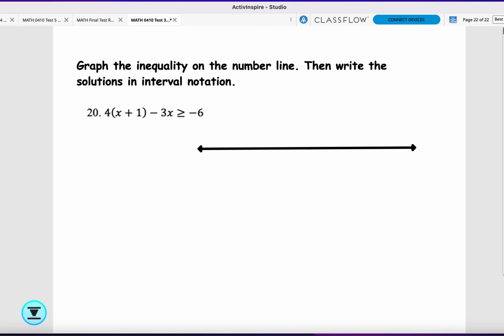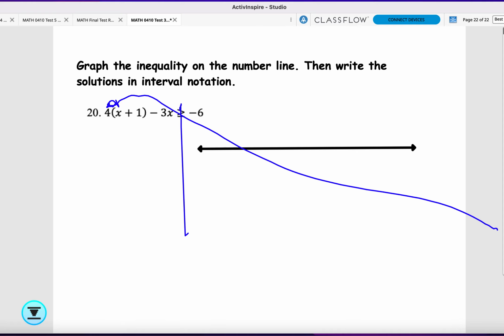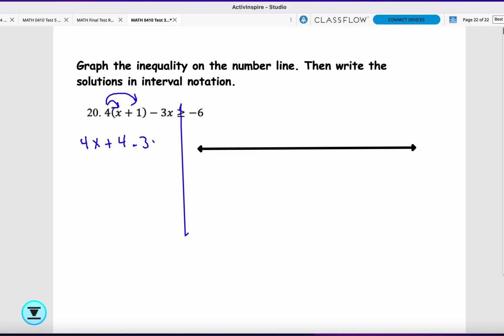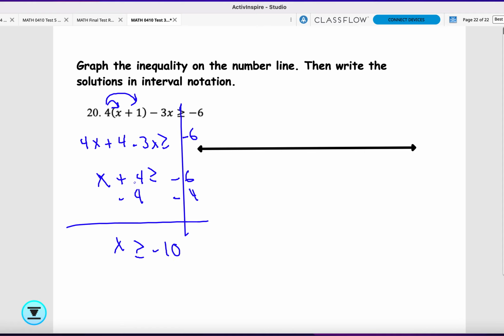All right, guys, last one, number 20. We have to get x alone, so distribute the 4. Oh, that's ugly. Distribute the 4 to the x and the 1. So then we get 4x plus 4 minus 3x is greater than or equal to negative 6. The 4x minus 3x is just x, plus 4 is greater than or equal to negative 6. Subtract 4 on both sides, so then I get x is greater than or equal to negative 10. Notice how I didn't flip it because I'm not dividing or multiplying, I'm just subtracting.